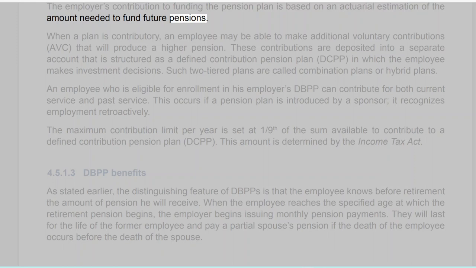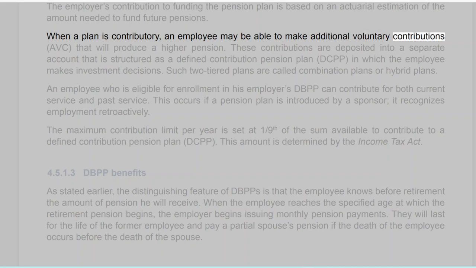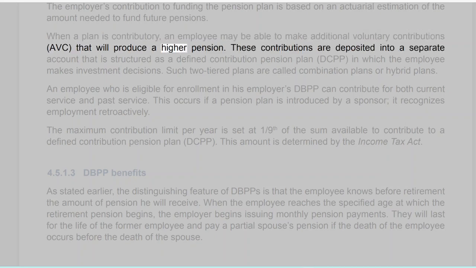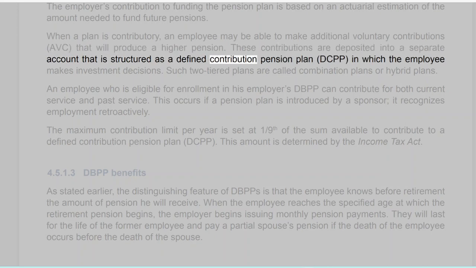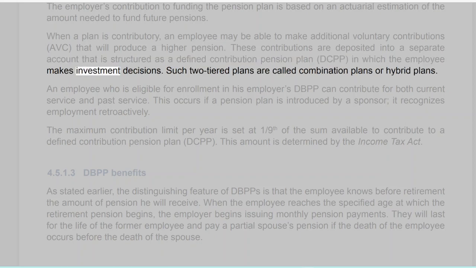future pensions. When a plan is contributory, an employee may be able to make additional voluntary contributions, AVC, that will produce a higher pension. These contributions are deposited into a separate account that is structured as a defined contribution pension plan, DCPP, in which the employee makes investment decisions. Such two-tiered plans are called combination plans or hybrid plans.